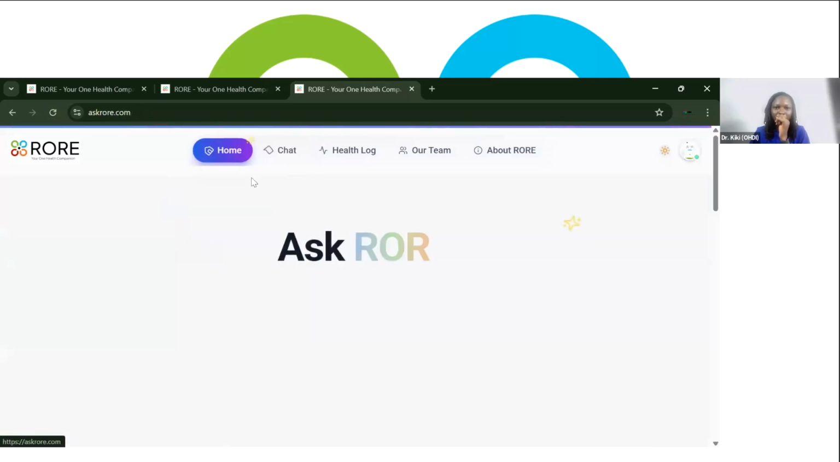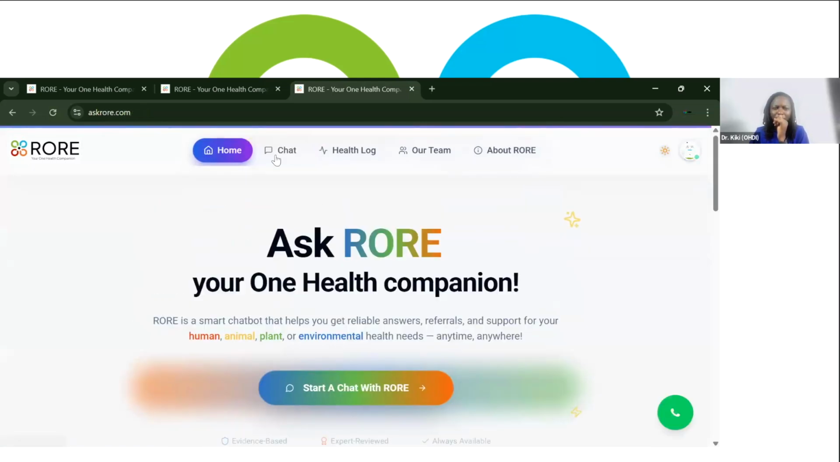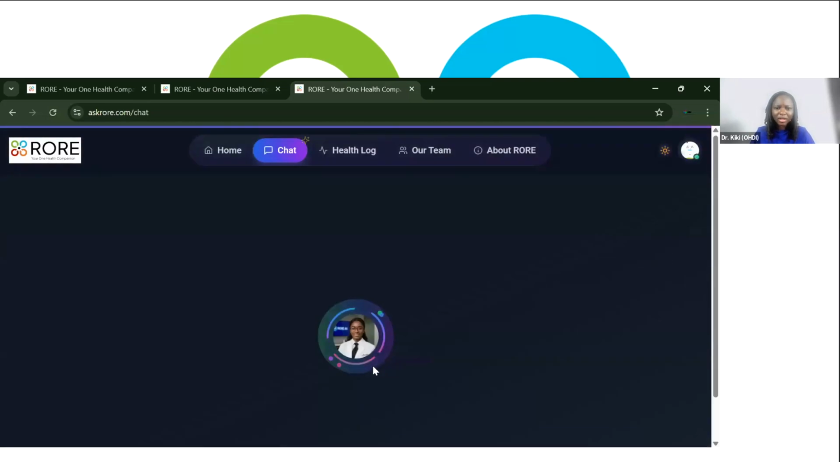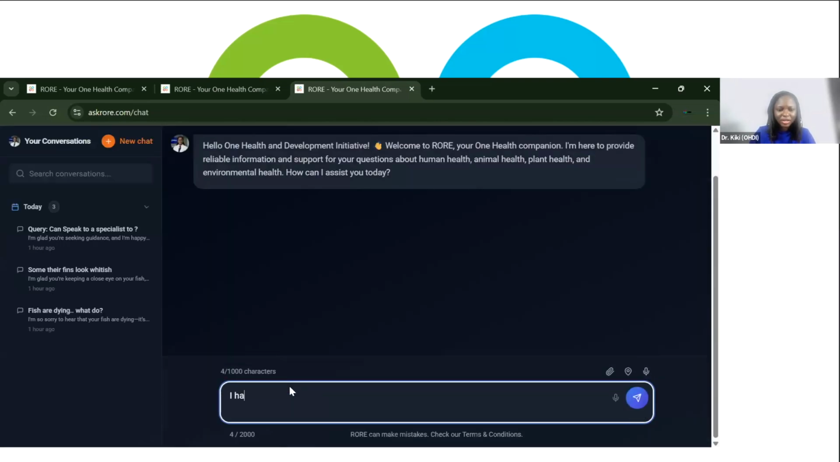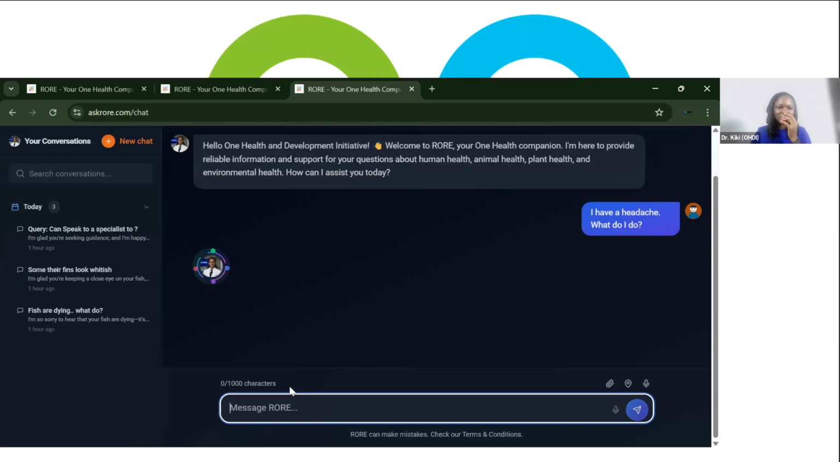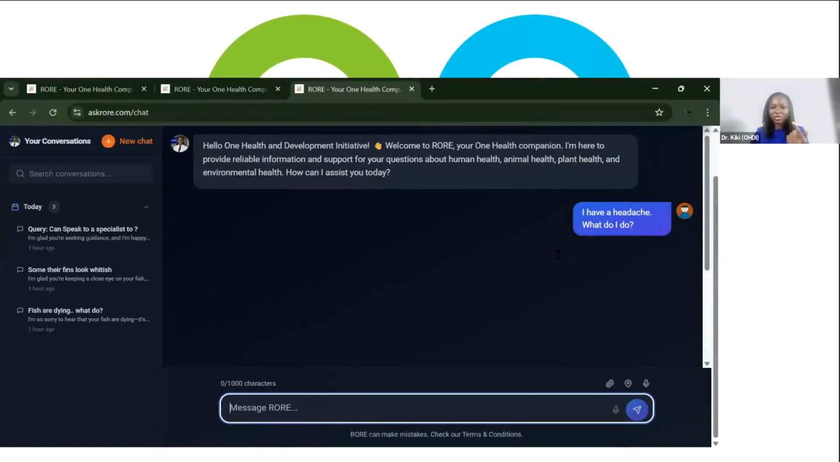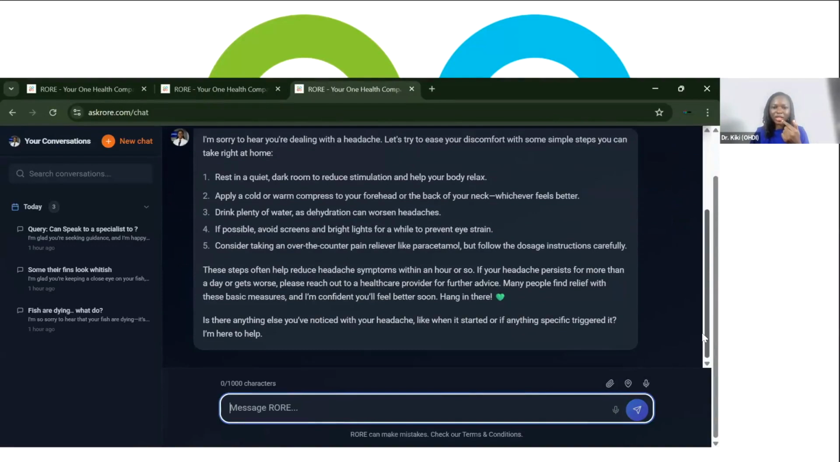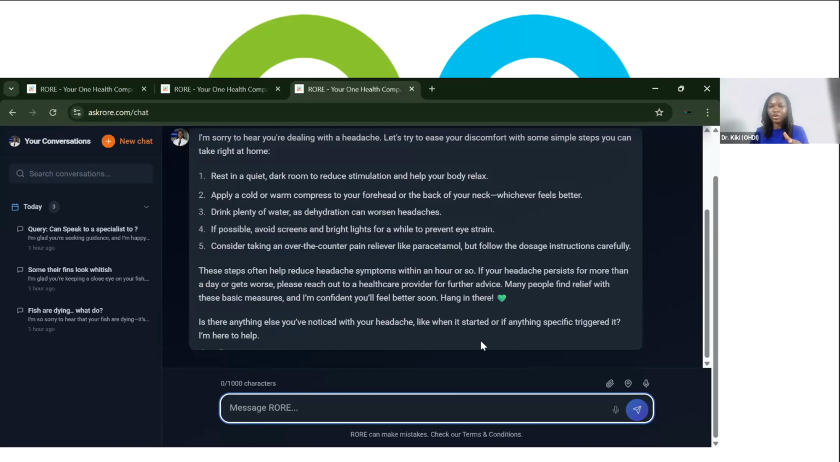So at the home screen, or even on the chatbot, once you use the chatbot, let's say I'll just use headache, because headache is one of the most common things that many of us complain about. I have a headache. What do I do? So then it responds. Once you've chatted with it for a while and it gives you 2-3 responses, there's a part where it asks for feedback.